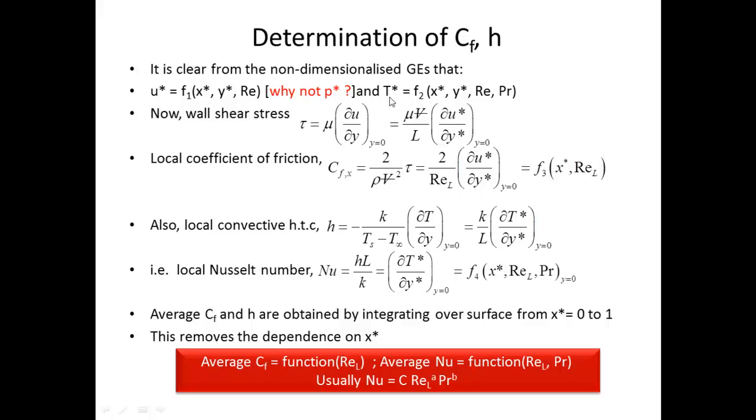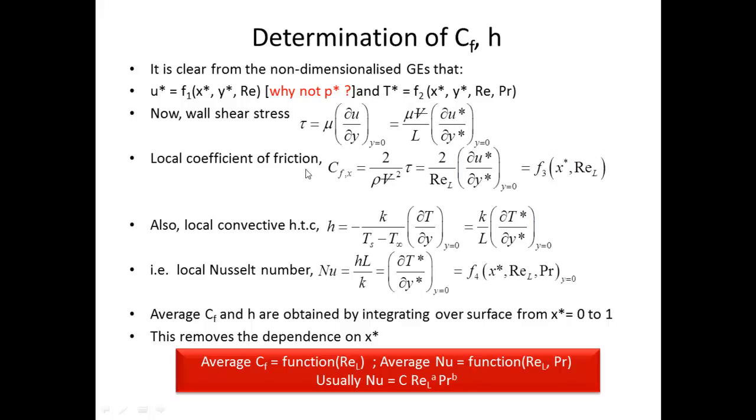Likewise, if you look at the energy equation, we will find that T star will also be a function of x star, y star, Reynolds number, and Prandtl number. Recall that the wall shear stress tau is given by mu into the derivative of u velocity at the wall. So this we can non-dimensionalize and write in the form mu V by L into ∂u star by ∂y star at the wall.